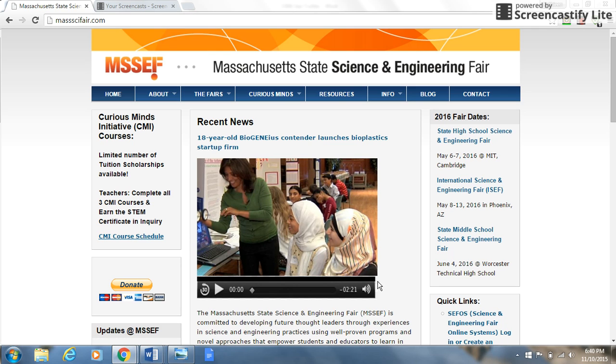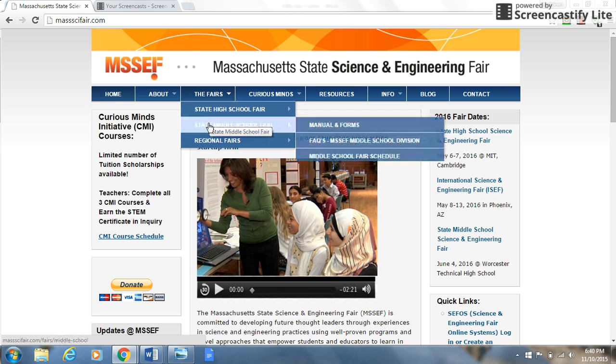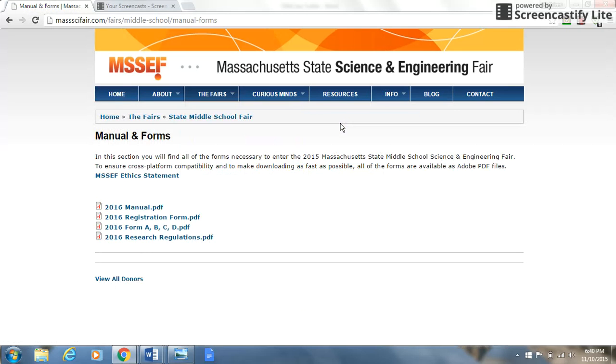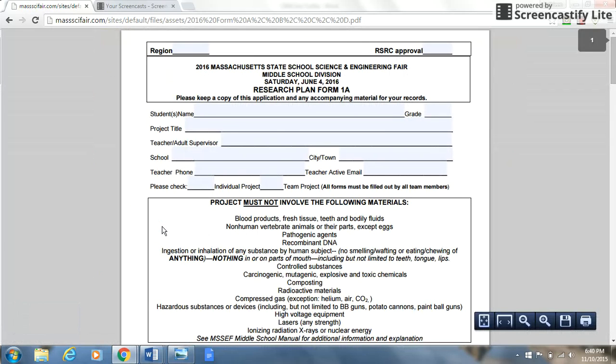In this tutorial, we will review how to complete the Massachusetts State Science and Engineering Fair forms for the middle school students. Let's begin at the massscifair.com website. From there, select the fairs, then the State Middle School Fair, and Manual and Forms. Select Form A, B, C, and D.